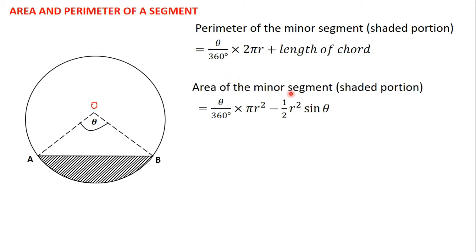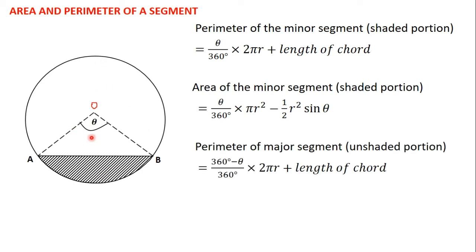The area of this minor segment is theta divided by 360 degrees times pi r squared minus half r squared sine theta, where theta is the angle between the two radii as we have here. So this is the formula for finding the area of this minor segment or the shaded portion.